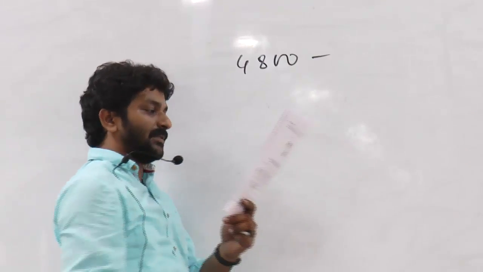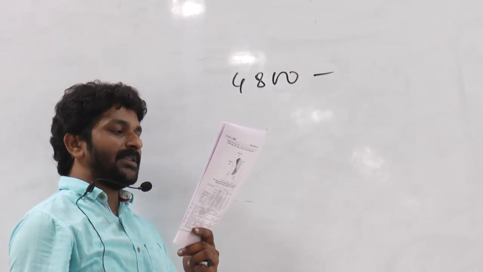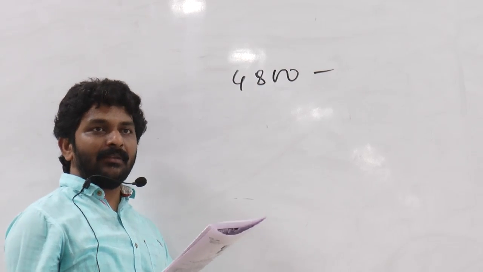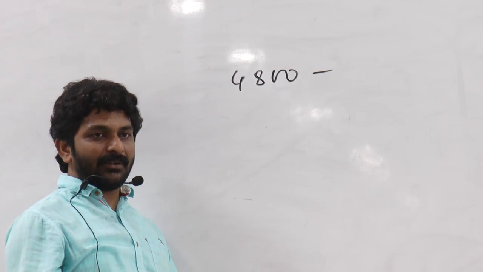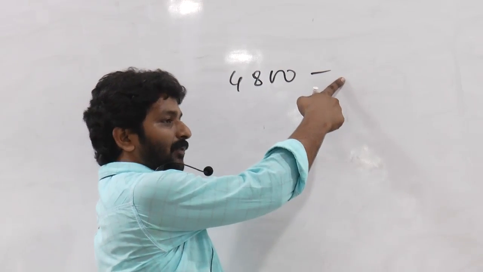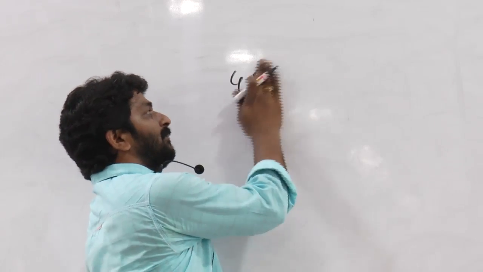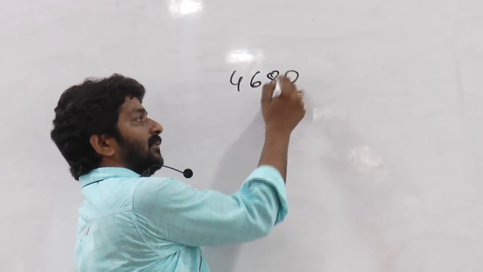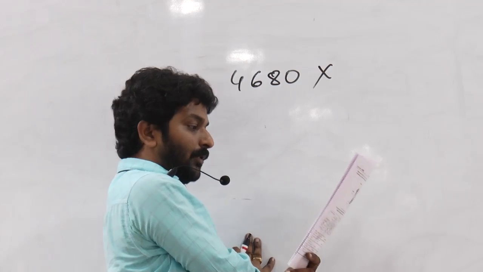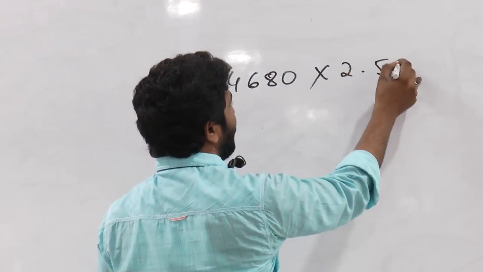4,800 minus 2 into 3 into 4 into 5. 2 into 5, 10. 3 into 4, 12. 12 into 10, 120. From this you need to subtract 120. If you subtract 120 from this number, that gives you 68 into 2.532.